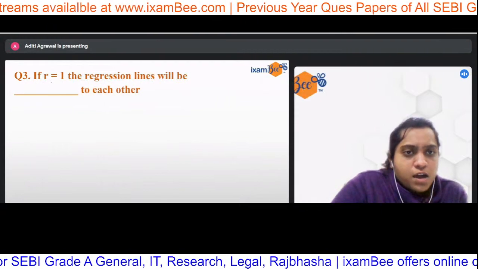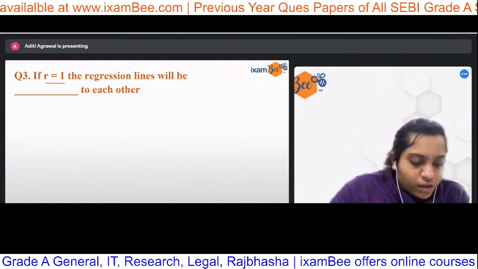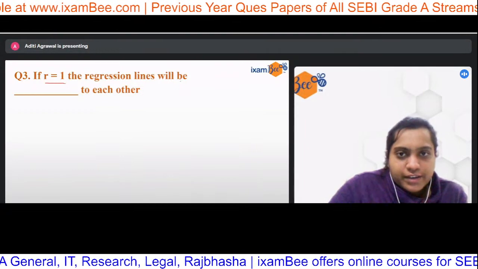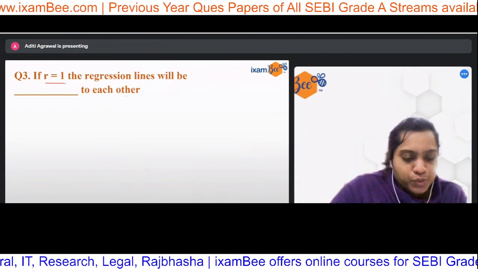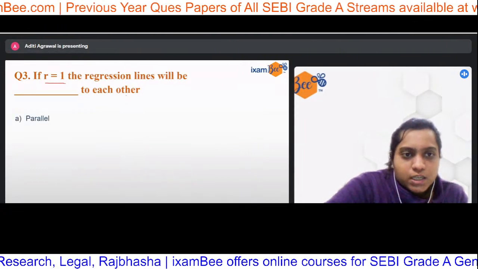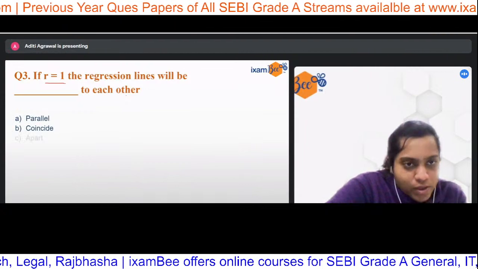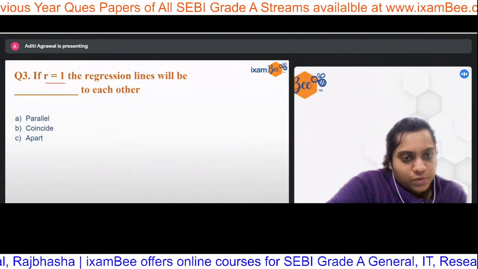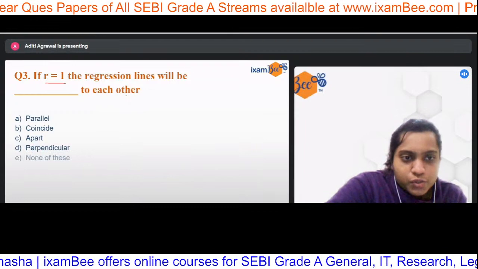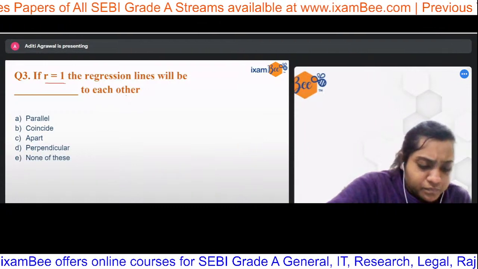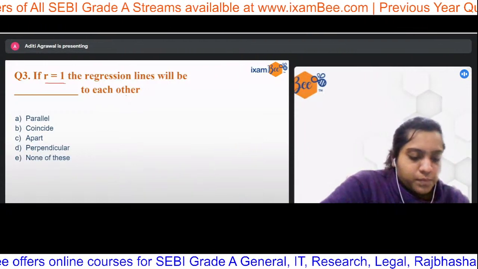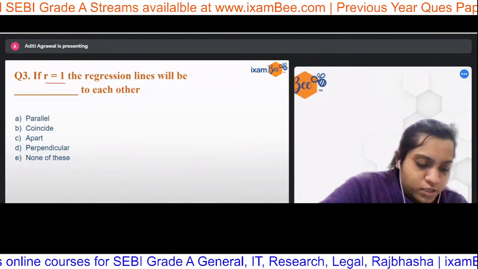If R is equal to 1, the regression lines will be dash to each other. What does it mean? Parallel to each other, coincide, apart from each other, perpendicular to each other, or none of these? Please answer in the chat box.